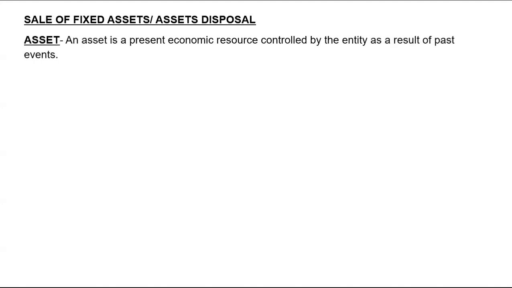Now, sale of fixed assets, or asset disposal. I will first explain what an asset is. An asset is a resource that we are using and we control, and that resource is what we purchase, and we're going to use it to make money, which in accounting they normally refer to as economic benefits, which can be cash and its equivalent.